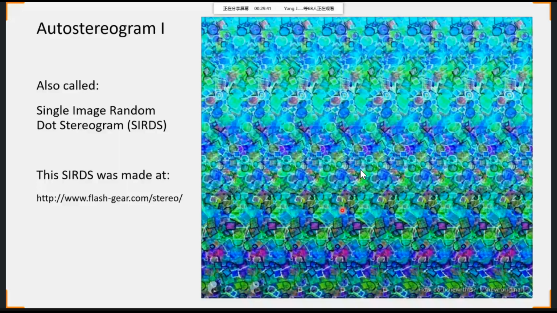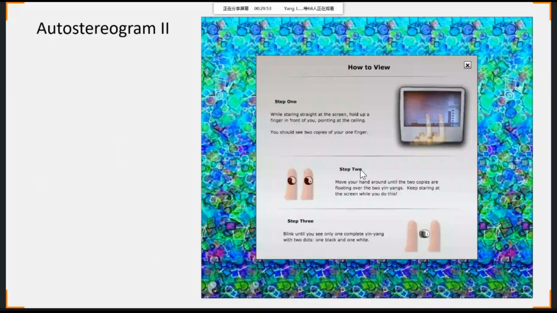There are whole books about this. It's also for kids to play. But for us, it's interesting because we learn something about the depth cues and how they work. And here is another one. So here you should see a cone.